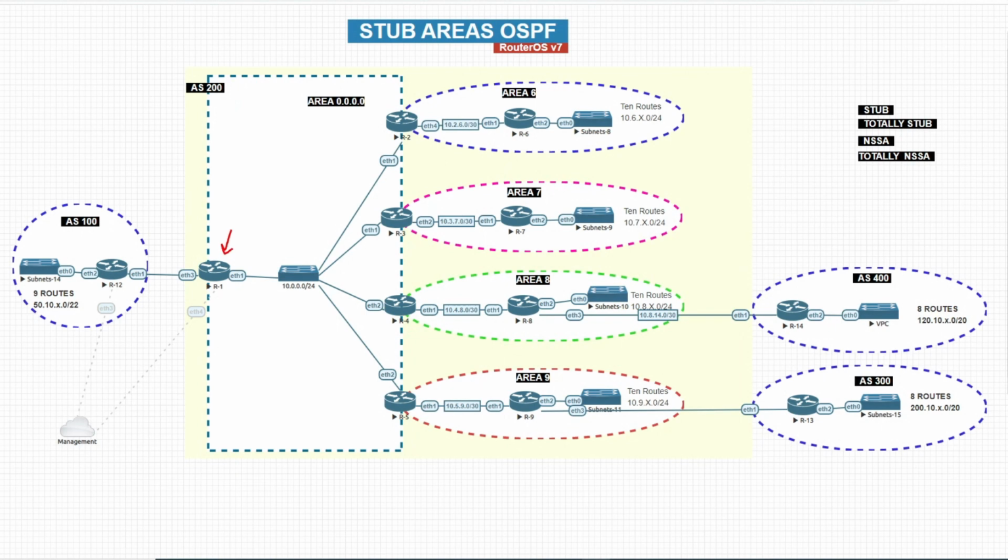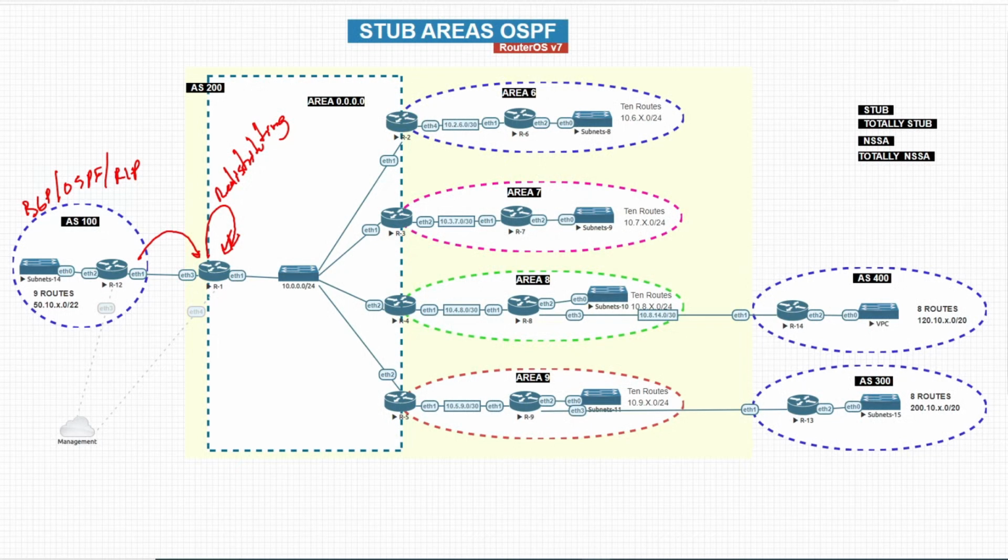R1 is connected to one external routing domain. This can be a domain running BGP, another instance of OSPF, or RIP, for example. The point here is that those routes are coming to R1, and then R1 is redistributing those routes into OSPF. So those are going to be external routes from the perspective of the OSPF domain.